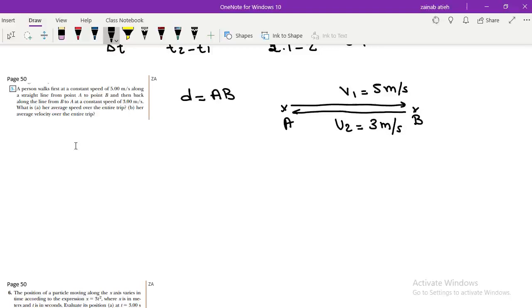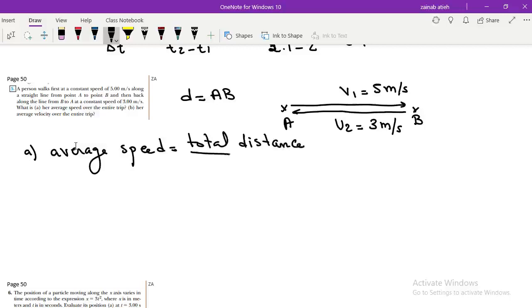Okay. In part A, it says find the average speed over the entire trip. Okay, we have to find the average speed. So the average speed, let me write here, A, average speed is defined as the total distance, it's not the displacement, it's the total distance covered over the total time or the time required by the motion.